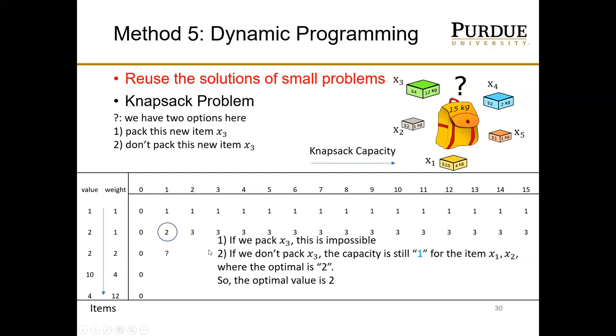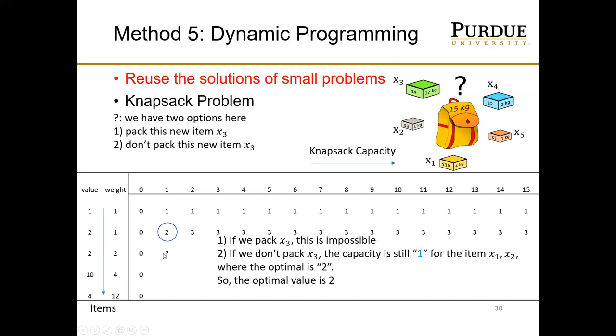And then let's do one more exercise. So for this one, what should it be? Again, I already gave you the solution. For this option, you can see that this is another bigger problem. We have capacity one with three items. So our decision is, do we want to pack X3? If we want to pack this, which is impossible, because this item has 2 kilograms, which is too heavy for our bag. So we don't pack it, it's impossible, so don't use it.